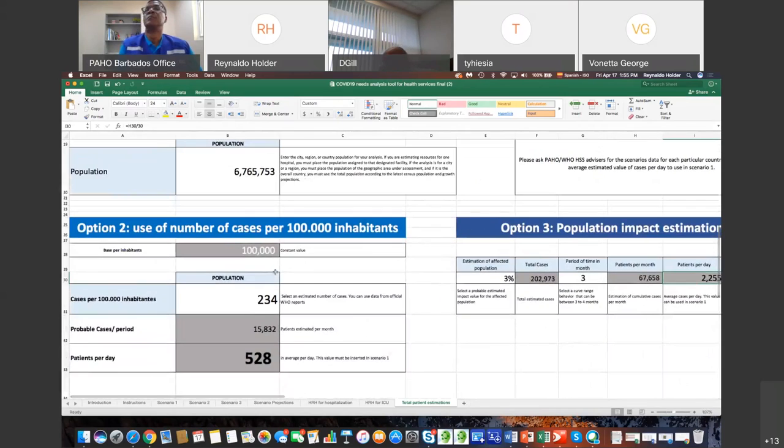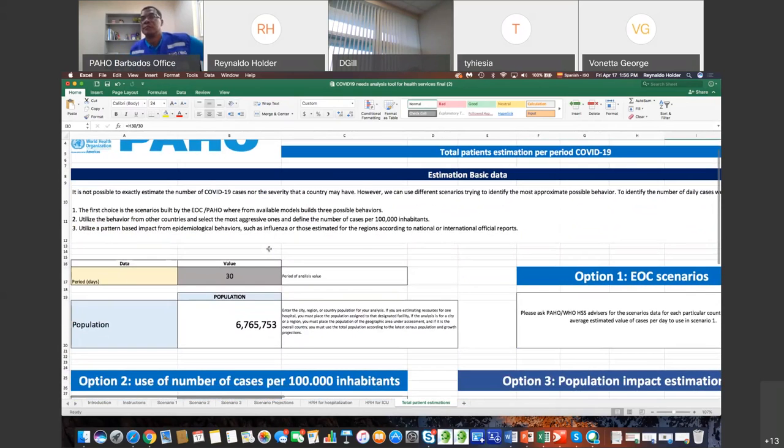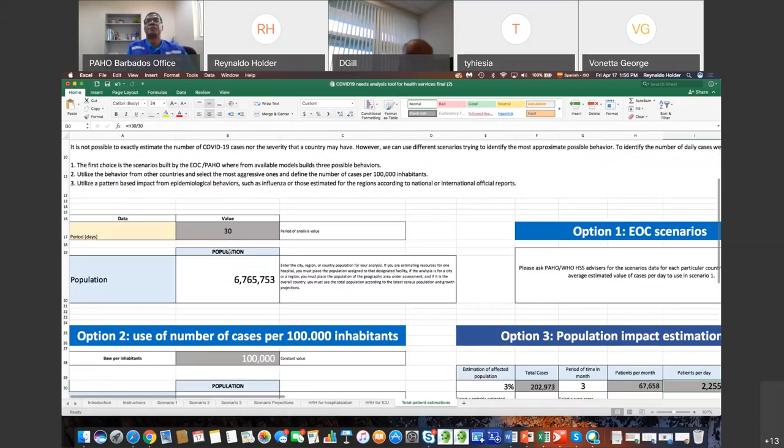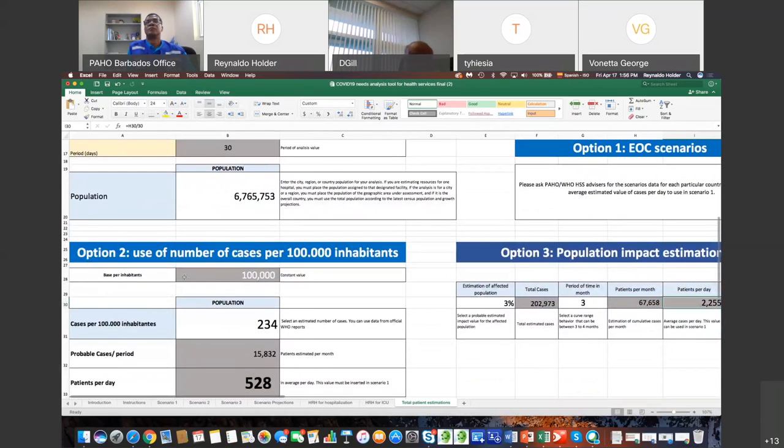In this case, the calculations are based on 100,000, and the information is based on total national population. So this is a country of 6,765,753 inhabitants. Of course, we're still using the 30-day value. And we look at the number of cases per 100,000. This 100,000 is set in the tool. We can modify it down to 10,000 or 1,000, but usually it's preset for 100,000.